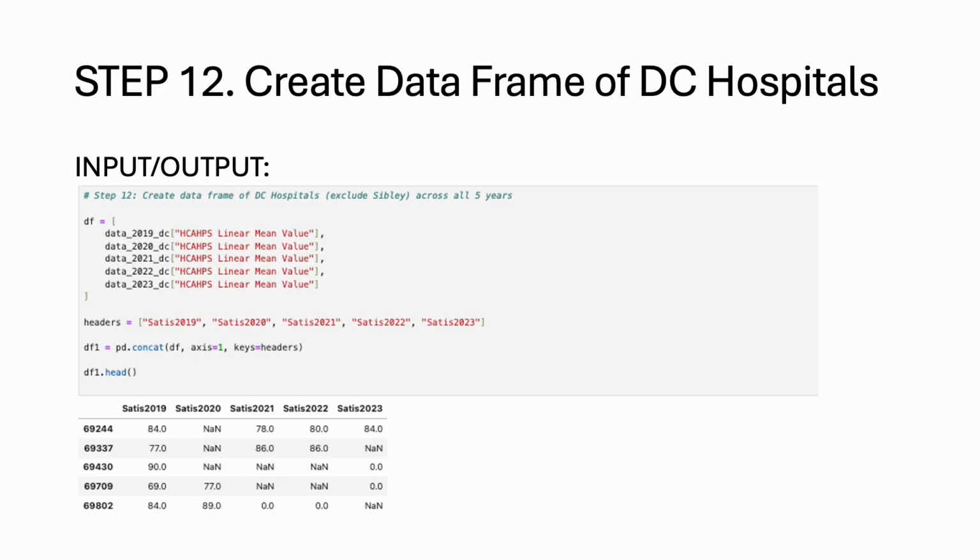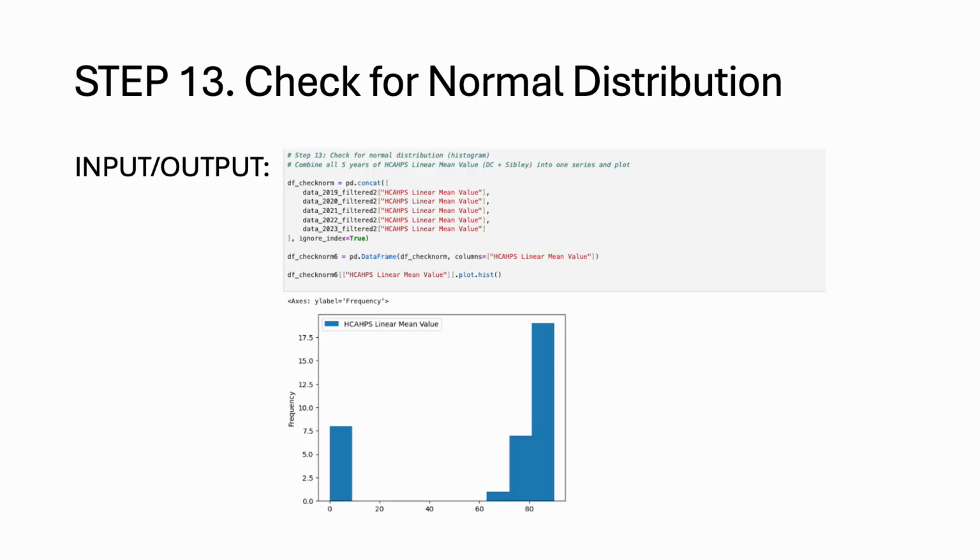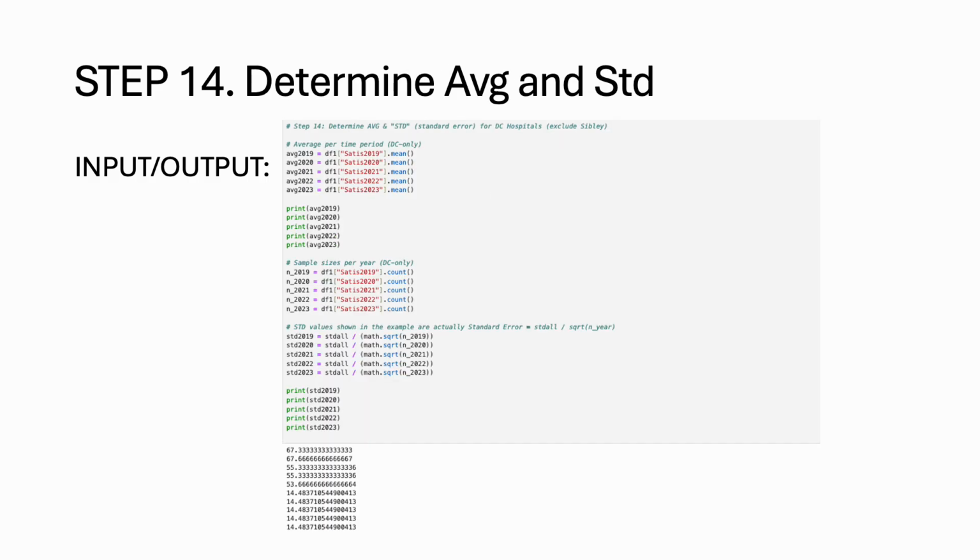So in step 12, we're creating a data frame for the DC hospitals year by year, which I use for distribution checks and summary stats. So this is our normal distribution. Here in step 14, we're computing the mean and standard deviation for the DC hospitals' values, which feeds into the standard error and the control limit calculations.